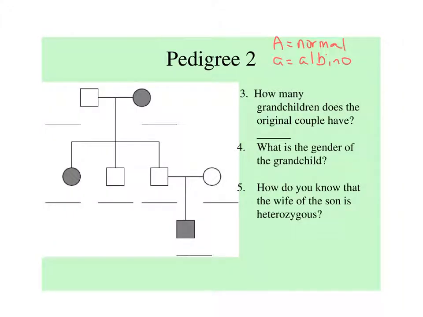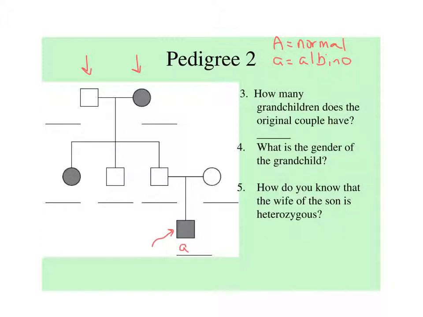All right, so now we're going to try a simple one. So first of all, remember the squares are the guys. Males are the squares. Females are the circles. Anybody who's shaded in, like this male way down here, has the albinism trait. So everybody that's shaded in, we know their genotype.